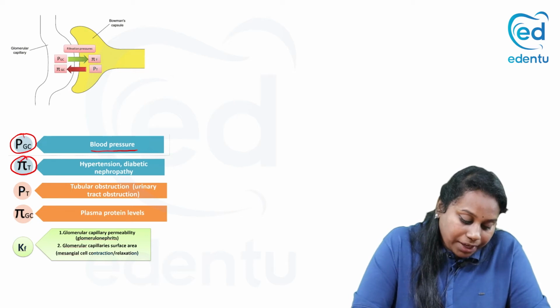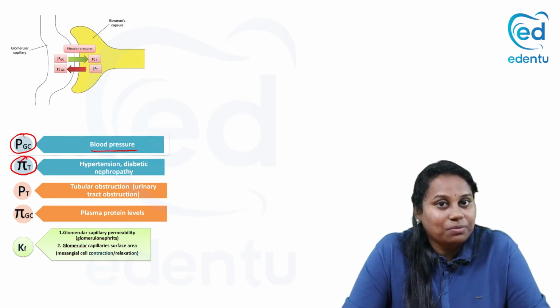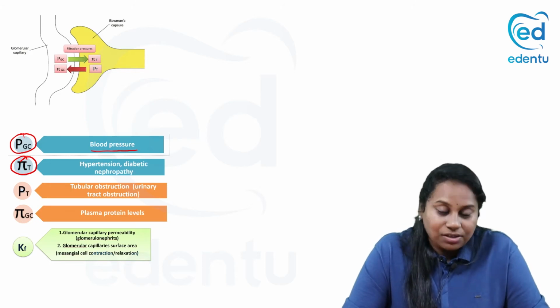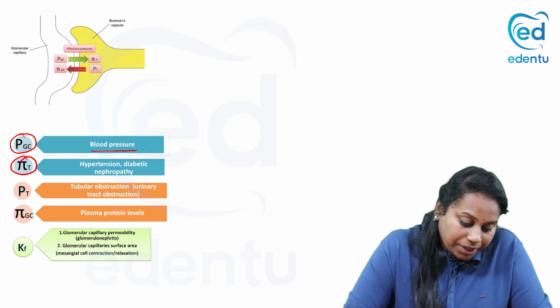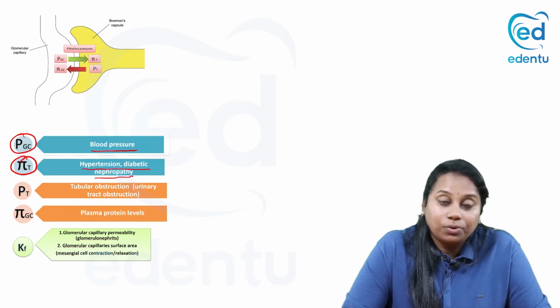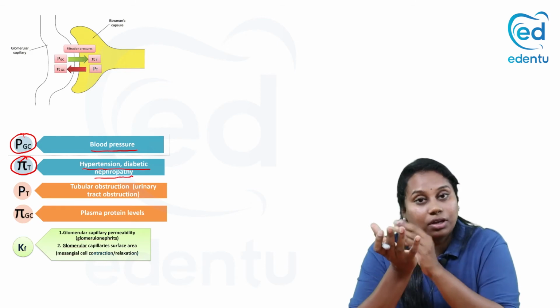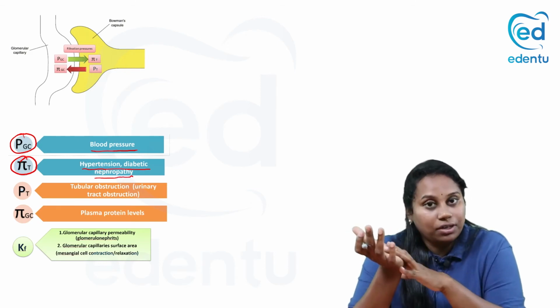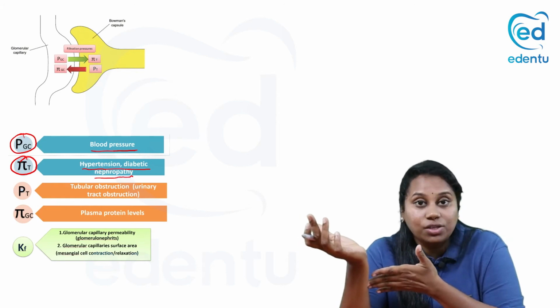What about pi T? What is pi? Oncotic pressure. Oncotic pressure is contributed by plasma proteins. So any change in plasma proteins can affect your pi T. Normally, I told you plasma proteins will not be present in the tubule. Why? Because if your membrane is strong enough, it's not going to filter the proteins. So proteins are not going to come into your tubule. So pi T is 0.